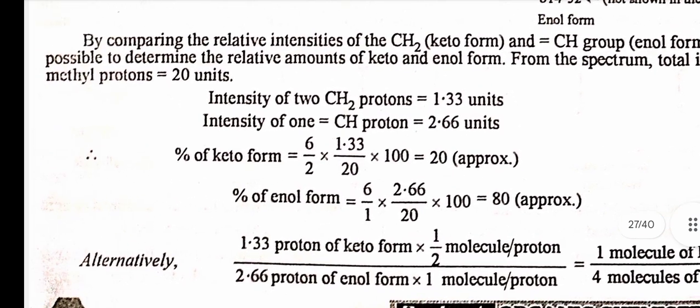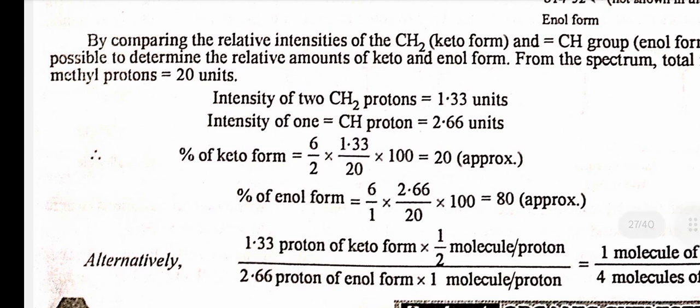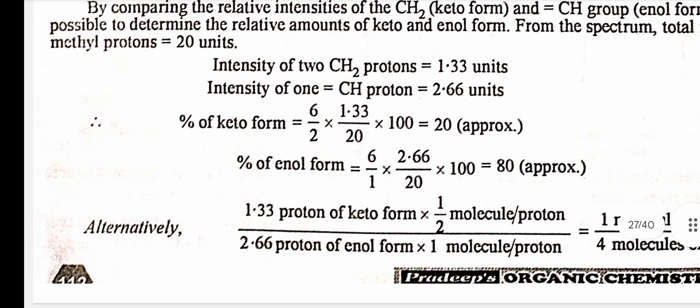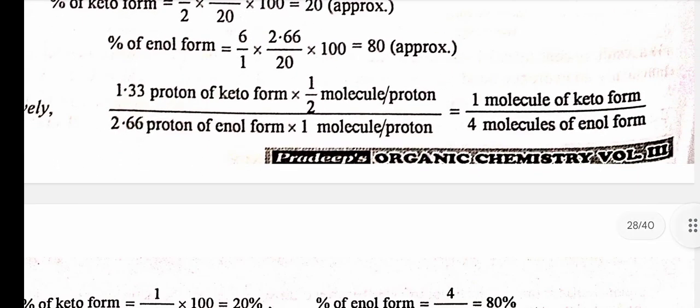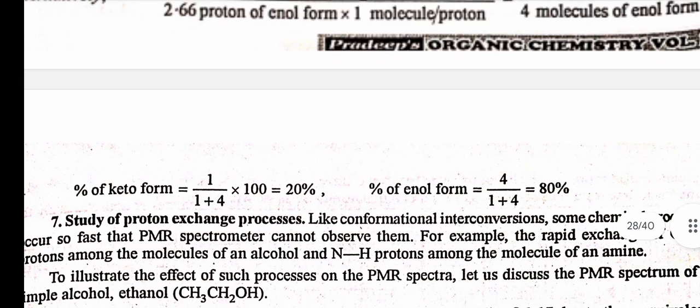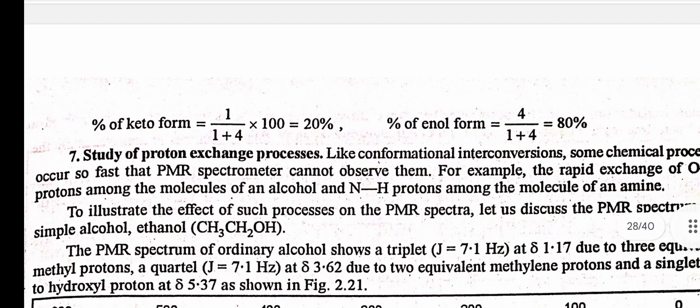Total intensity of 6 methyl protons is 20 units. Intensity of 2 CH2 protons is 1.33 units. Intensity of 1 CH proton is 2.66 units. Percentage of keto form is 20. Percentage of enol form will be 80. Alternatively, 1 mole of keto form upon 4 mole of enol form. Basically, it comes out to be percentage of keto form 20% and percentage of enol form 80%.